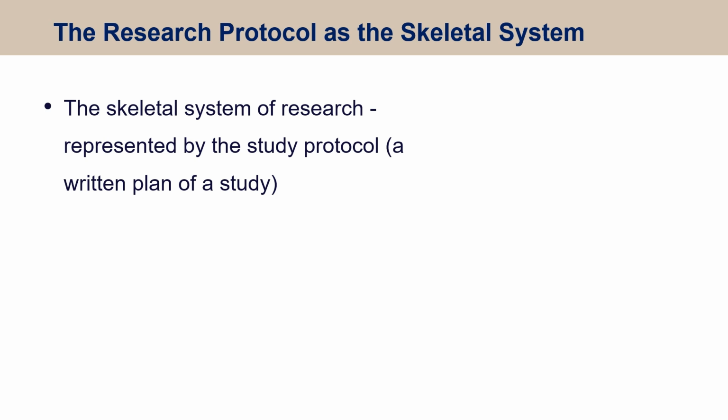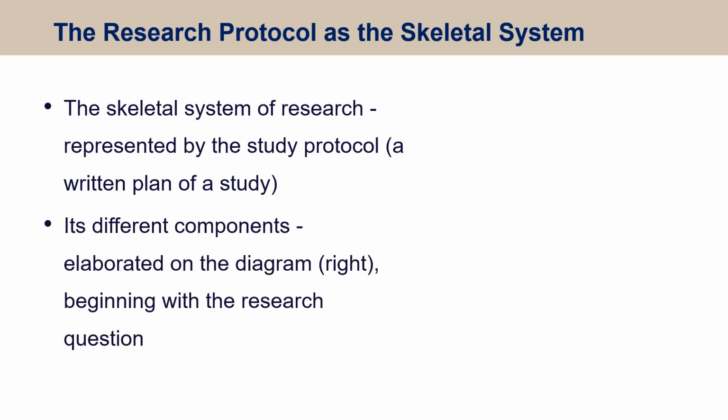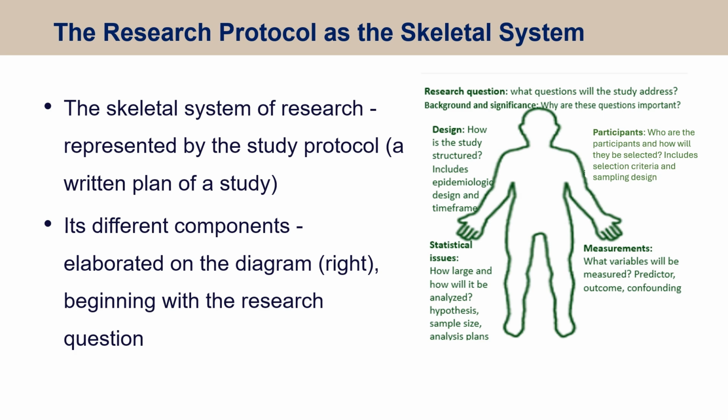So when these are combined together, they form the skeletal system. And this skeletal system is represented by the research protocol. So for research, the skeletal system is a protocol, which is a written plan of the study. Its different components are also elaborated here, as you see. The research question at the top, and here you ask what questions the study will address. That is the purpose of the research question.